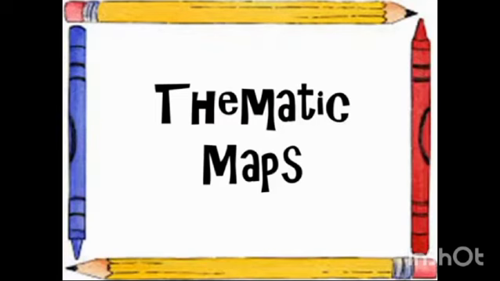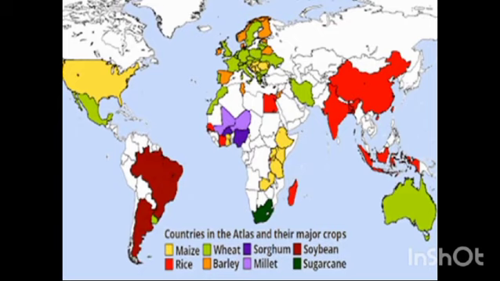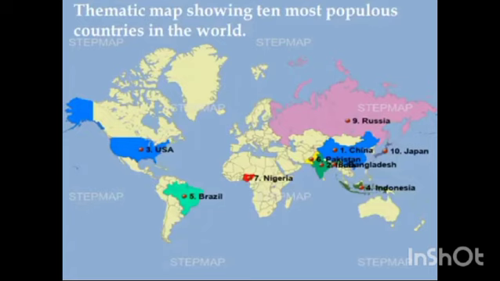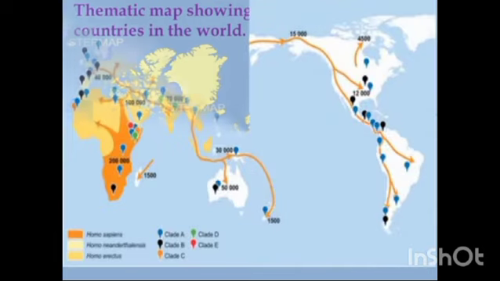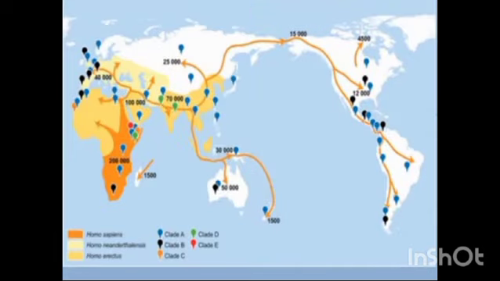Next, we have thematic maps. A thematic map is a type of map which gives information on a particular theme related to a specific geographical area. It focuses on a particular theme or topic such as crops, climate, population, land routes, etc. In short, these maps are used to get specific information about a particular location.